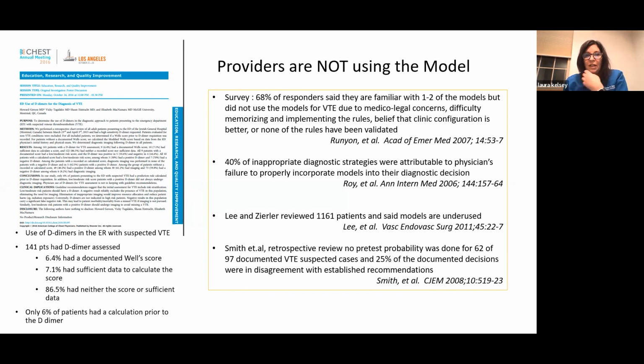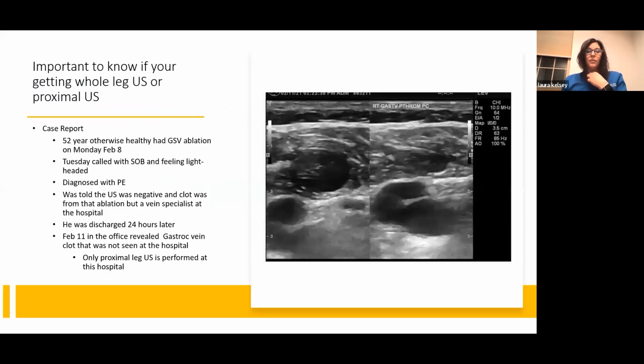And I think we can see that in our own practice. I've never seen a patient come to my office for a DVT study with a Wells model. And probably if we used a Wells model, we wouldn't be seeing a lot of those DVT patients. I think it's important to know, in the areas where we work, if people are getting a whole leg ultrasound or just a proximal leg ultrasound, even though the IAC requires the posterior tibial, the gastroc veins are still kind of optional.